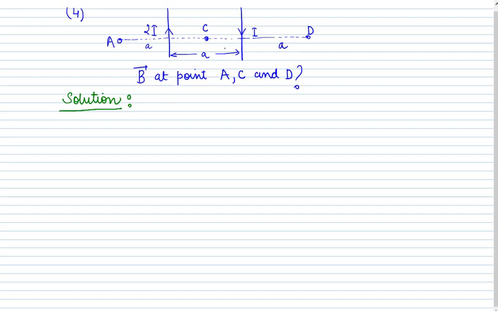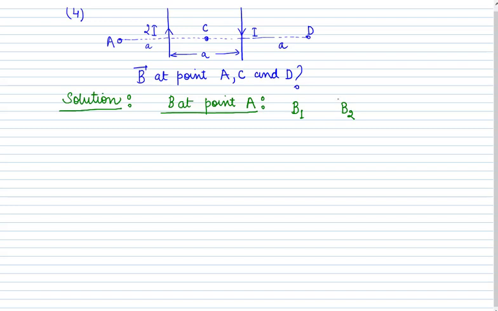Whenever you are studying these two parallel current carrying wires, they produce a magnetic field and they affect each other. So first we have to calculate the magnetic field at point A. So we'll do them very easily one by one. Let us move to the first point and let us say that the magnetic field due to wire 1 is B1 and the magnetic field due to wire 2 is B2.